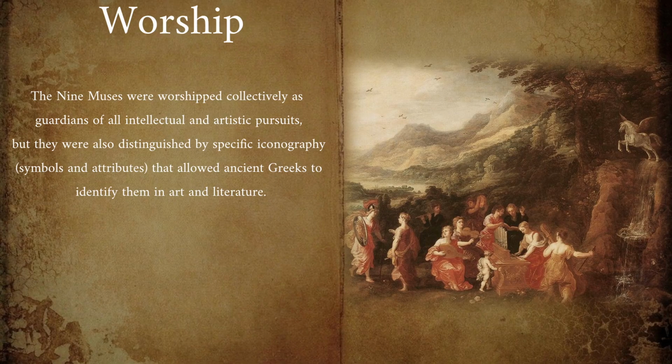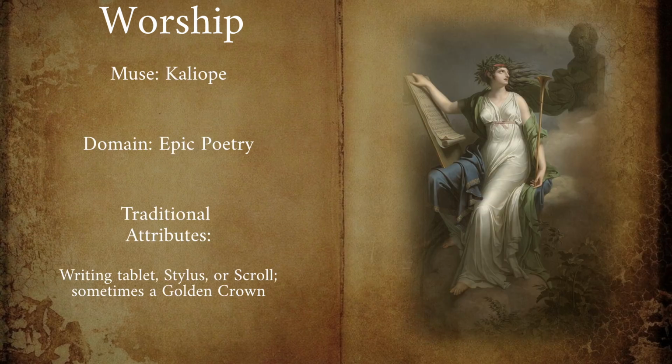And now, let us talk about the worship. You see, the nine Muses were worshipped collectively as guardians of all intellectual and artistic pursuits, but they were also distinguished by specific iconography, which would be symbols and attributes, that allowed ancient Greeks to identify them in art and literature. Now, each muse is traditionally associated with specific objects that represent her domain.